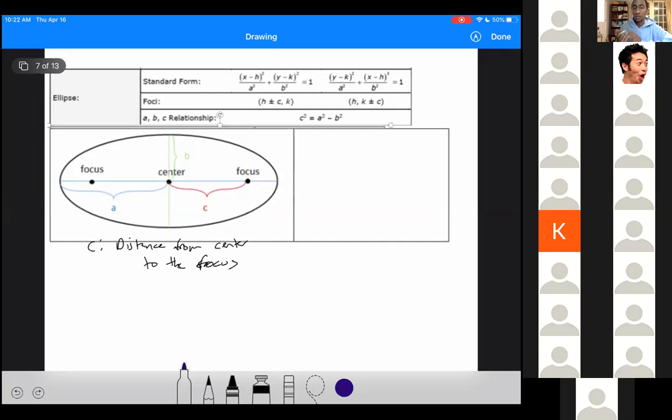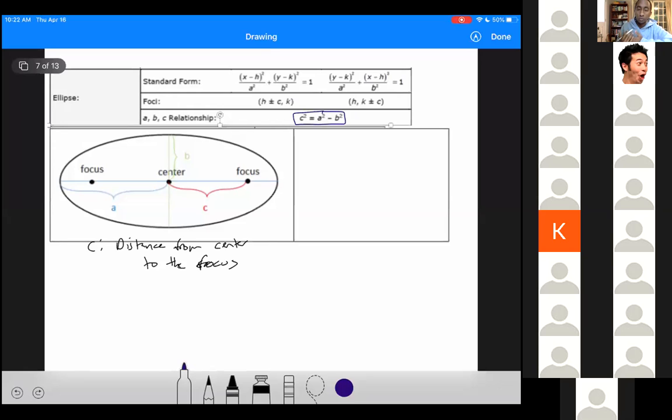And then remember, the A is always bigger than B because B is half of the minor axis. So we have this relationship between A, B, and C, and this is on your formula sheet. C squared equals A squared minus B squared. It looks similar to the Pythagorean theorem, but the Pythagorean theorem has a plus here. So where is that coming from? C squared equals A squared plus B squared.